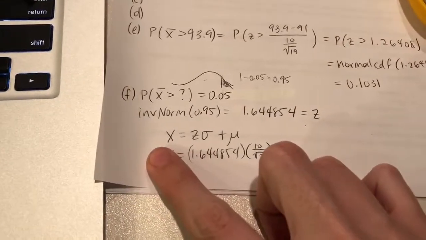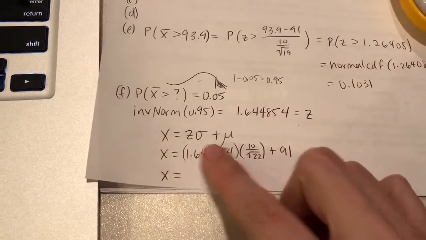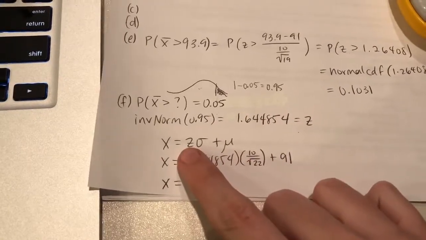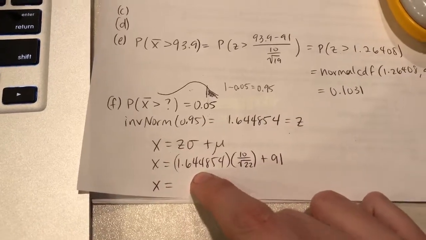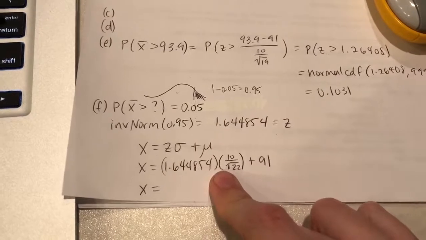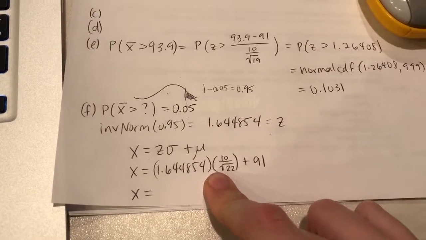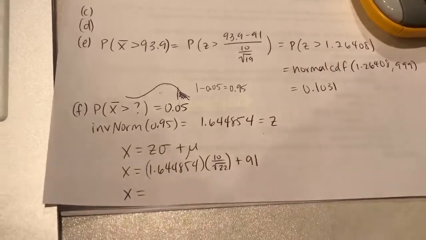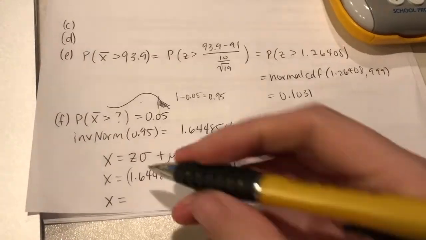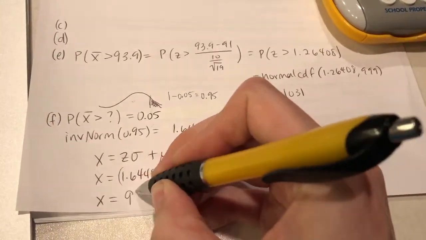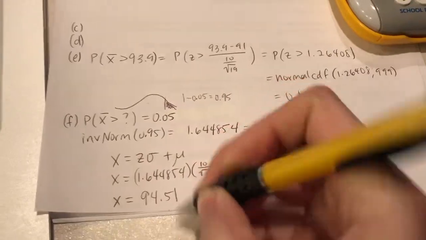So to get an x, when you have a z, you use this formula. So I've got z in place of z. Sigma is 10 divided by the square root of 22 because we have a sample size of 22 students, plus 91. We're asked to round to 2 decimal places. When you type that into your calculator, you get 94.51, which is what I've typed in as the answer.